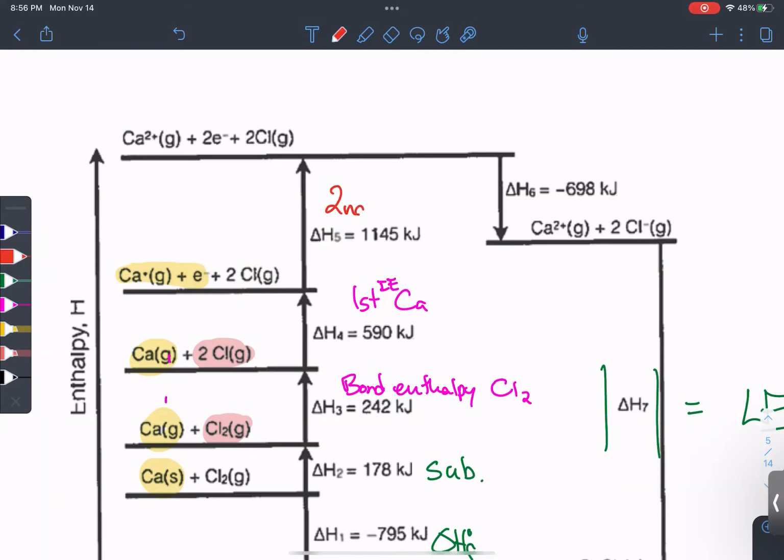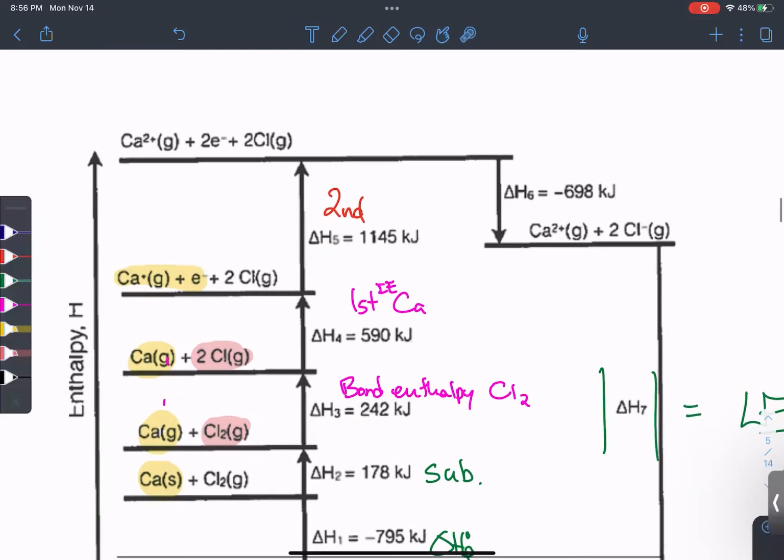The second ionization energy, where we're taking calcium plus, because we're taking off the second electron. So it's the second step here, a second ionization energy. We're ripping that second electron off. Now we have 2 chlorines already in the gas phase, and they're going to gain an electron each. So delta H6 is the electron affinity of chlorine, times 2 because there are 2 chlorine atoms.